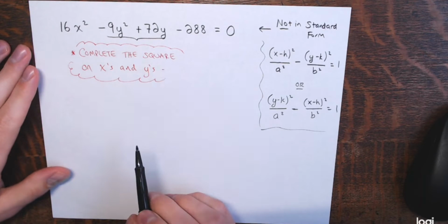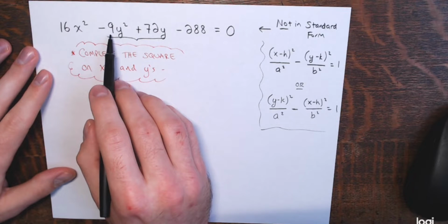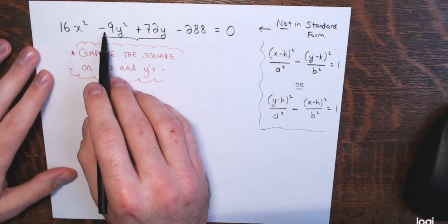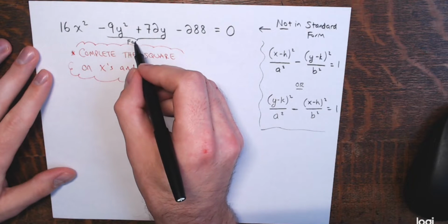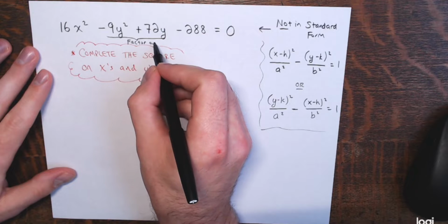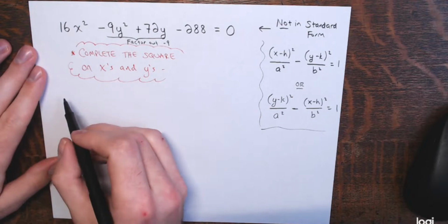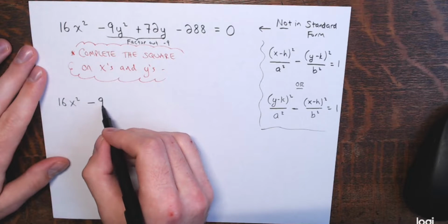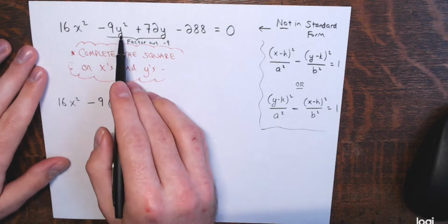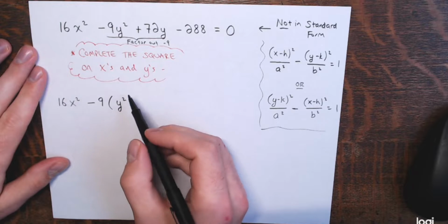Remember, to complete the square, the coefficient of the squared term has to be positive 1. Well, here it's negative 9. Don't forget the negative. So from these y terms, I'm going to factor out negative 9. Okay? So on my next line, we have 16x squared. And then I'm factoring out negative 9. And when I do that from just the y terms, we'll have y squared and then minus 8y.